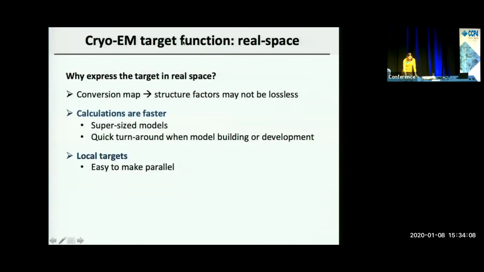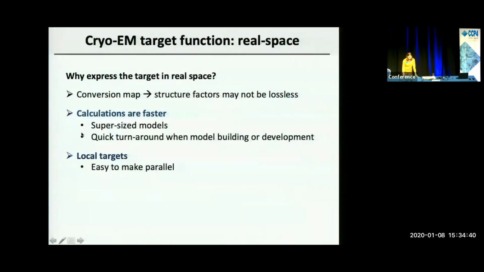So one reason is that the conversion from a map to structure factors may not be lossless. And I think it's very clear that when we deal with our experimental data, we do not want to lose any information when we do refinement. Then if we do refinement in real space, the calculations are faster. And this is important because we are dealing with very large structures. So some of them are really very, very big. And if the calculations are faster, we can get our results faster.